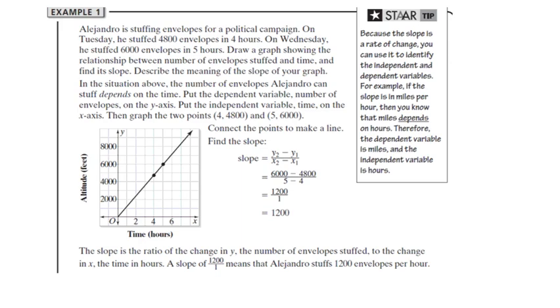Okay, example 1. Alejandro is stuffing envelopes for a political campaign. On Tuesday, he stuffed 4,800 envelopes in 4 hours. On Wednesday, he stuffed 6,000 envelopes in 5 hours. Draw a graph showing the relationship between the number of envelopes stuffed and time, and find its slope. Describe the meaning of the slope of your graph. In the situation above, the number of envelopes Alejandro can stuff depends on the time. So it says put the dependent variable, or the number of envelopes, along the y-axis.